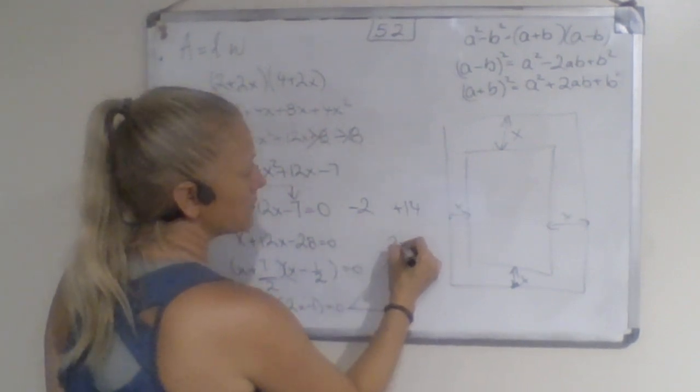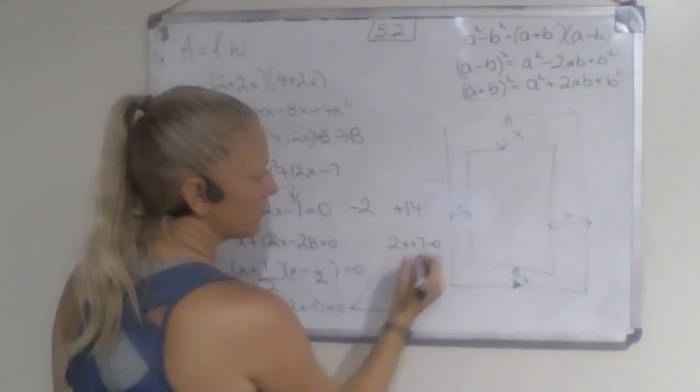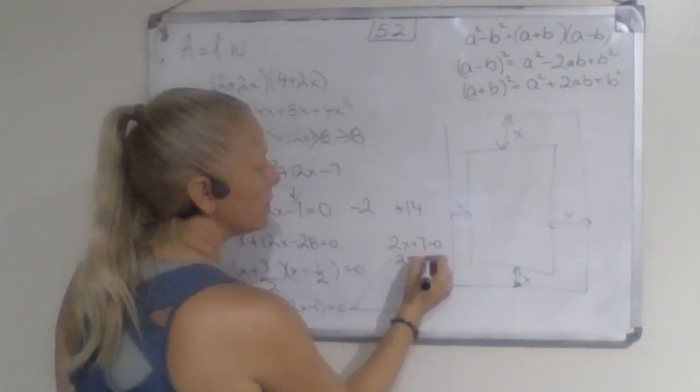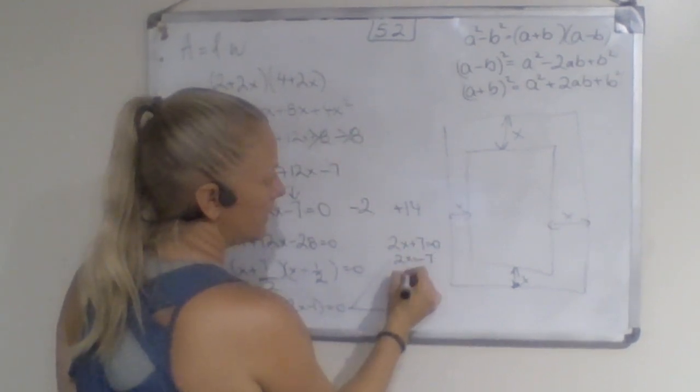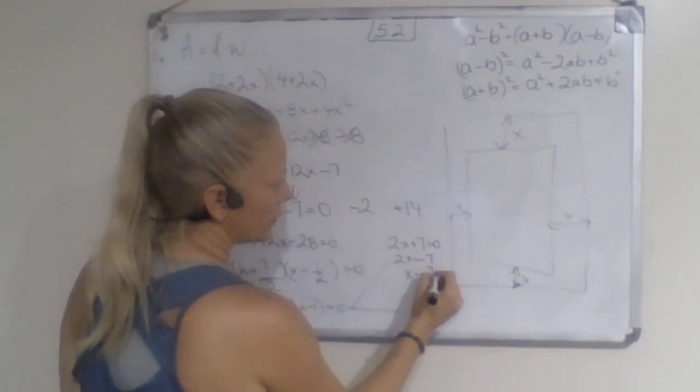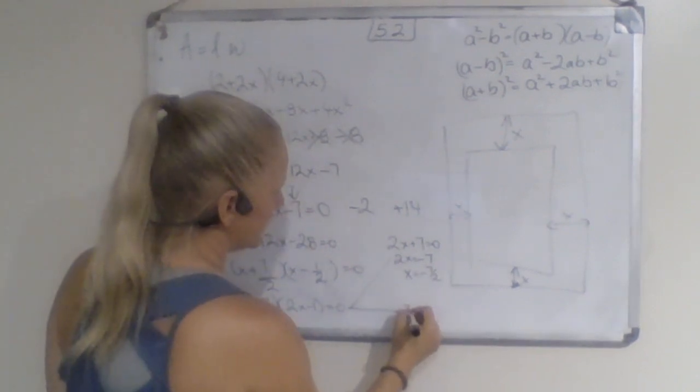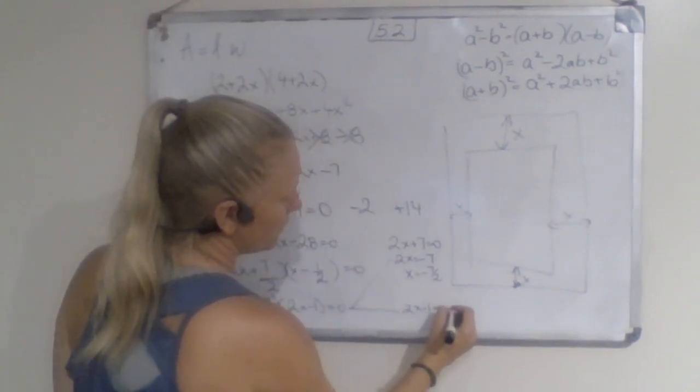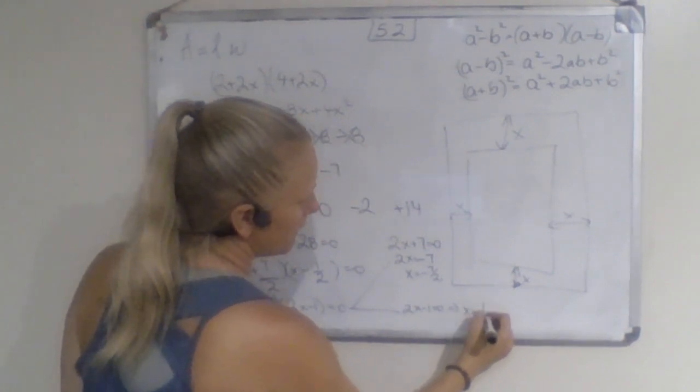Either 2x plus 7 equals 0, which means 2x equals negative 7, x equals negative 7 over 2, or 2x minus 1 equals 0, which means x equals 1/2.